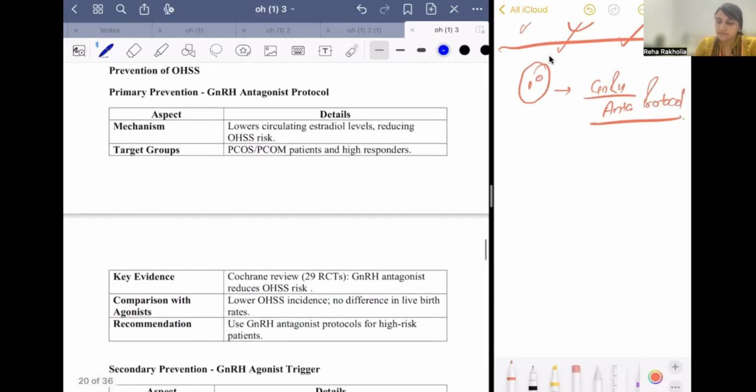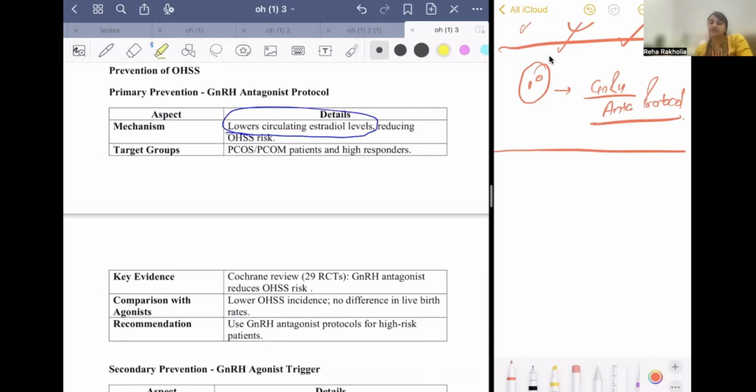Okay. So the GnRH antagonist protocol is a commonly used method of primary prevention of OHSS. This protocol works by lowering circulating estrogen level, which helps reduce chances of OHSS. It is essentially beneficial for high risk patients, including those who have been diagnosed with PCOS, those diagnosed with PCOM, as well as those classified as high responders. High responders means patients whose ovaries react strongly to the stimulation medication.